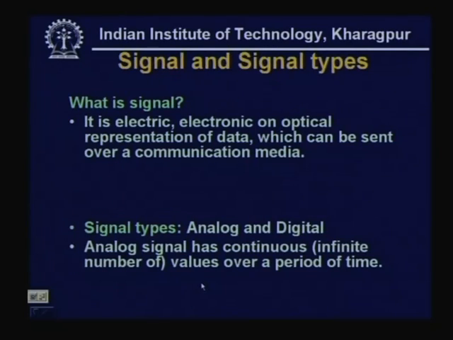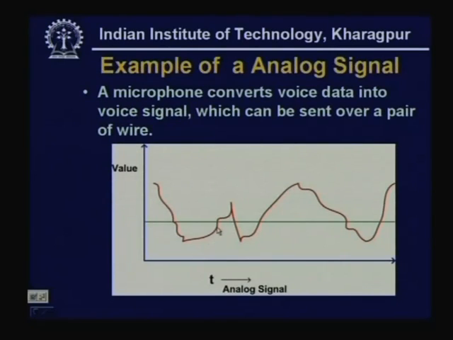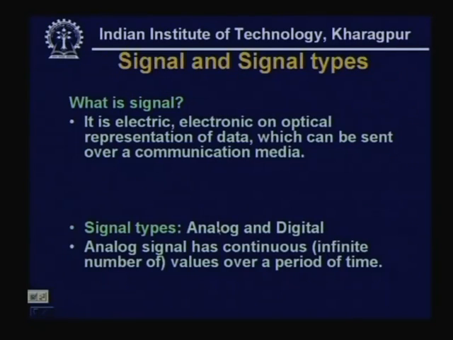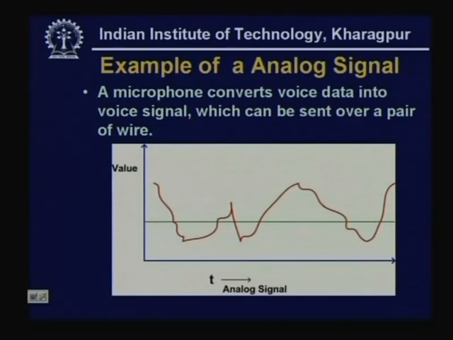Again, as we shall see, signals can be of two different types, analog and digital. It can be either analog or digital. An analog signal has continuous values over a period of time, or you can say an infinite number of values over a period of time. For example, here is an example of an analog signal. As you can see, a microphone converts voice data into a voice signal.